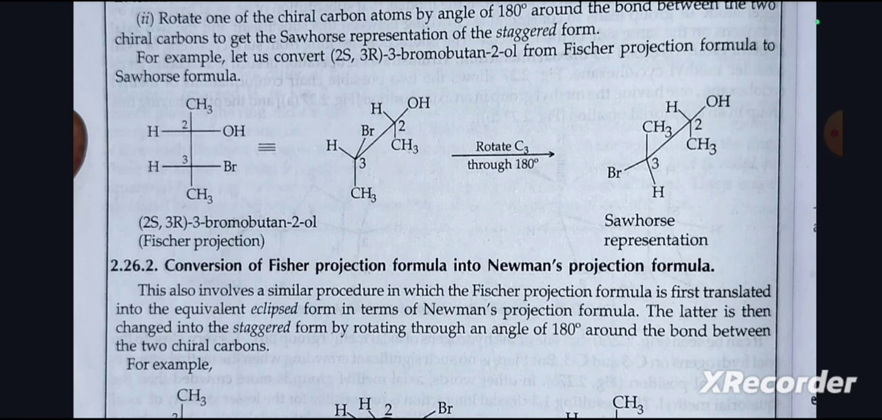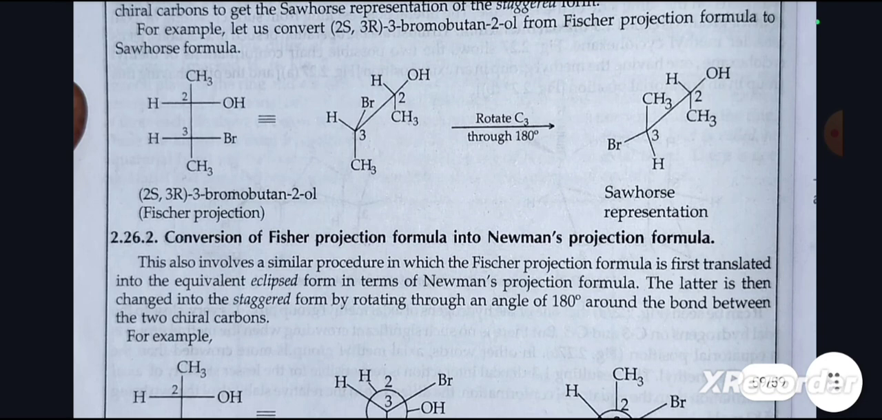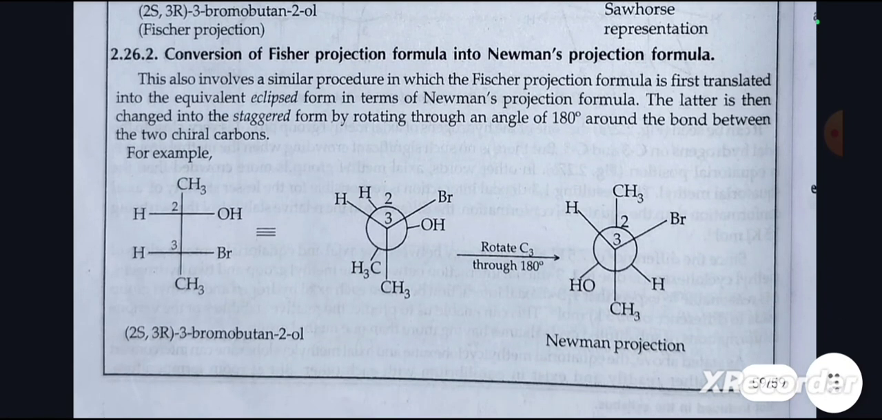For example, let us convert 2S,3R 3-bromobutan-2-ol from Fischer projection formula to Sawhorse formula. CH3 CHOH CHBr CH3, 2S,3R 3-bromobutan-2-ol, Fischer projection. Rotate C3 through 180 degrees. CHBr CH3 CHOH CH3, Sawhorse representation.